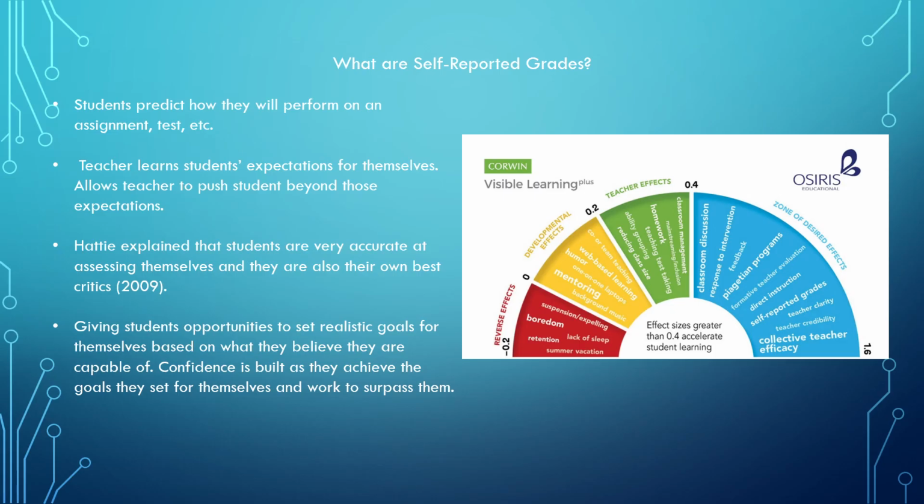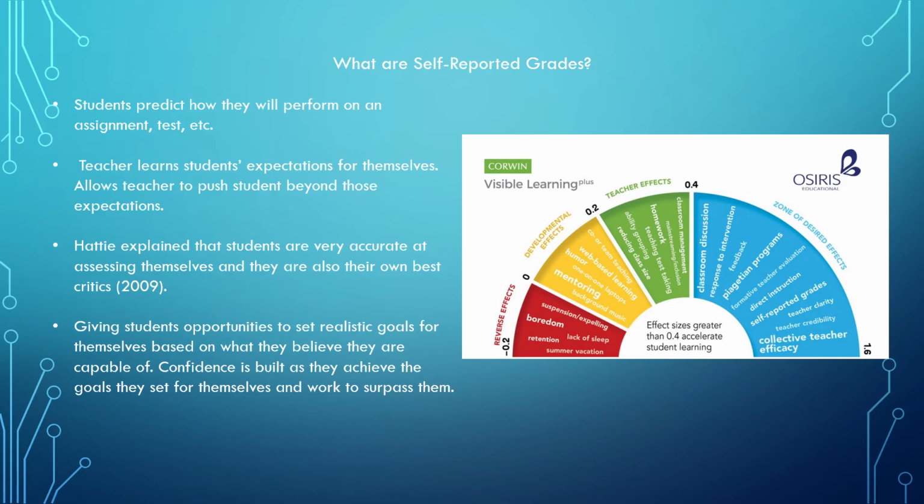Hattie later stated that he wanted to rename this learning strategy to student expectations rather than self-reported grades. Basically, you're trying to get your students to set their own expectations in an effort to motivate them and try to get them to do more because they're trying to meet their own goals that they've set for themselves.